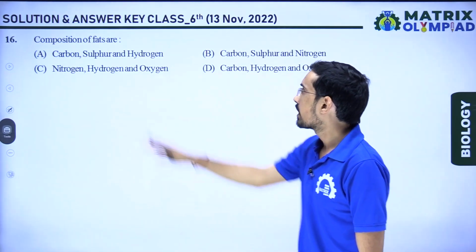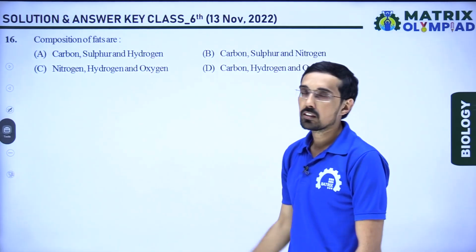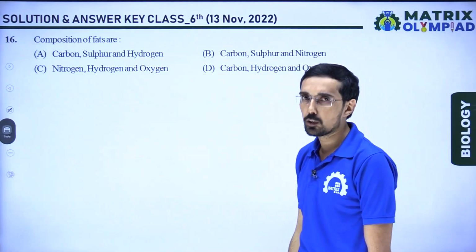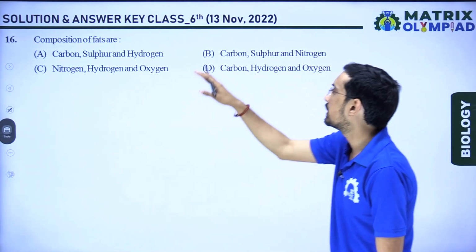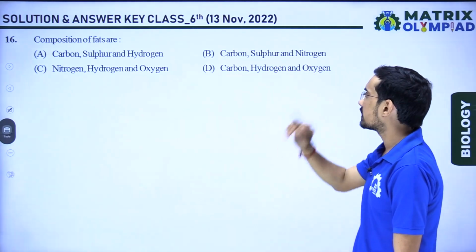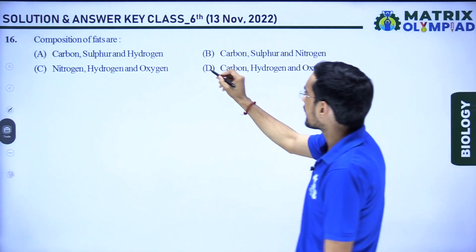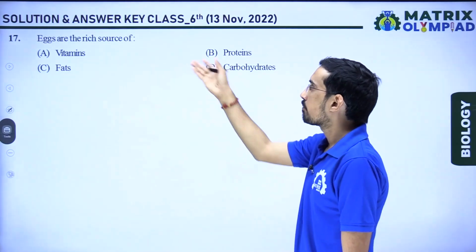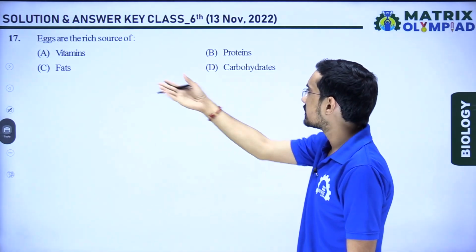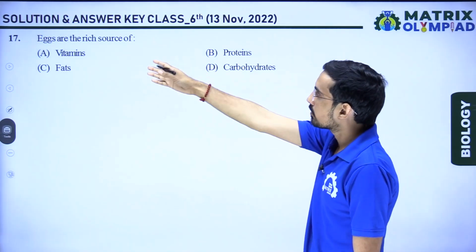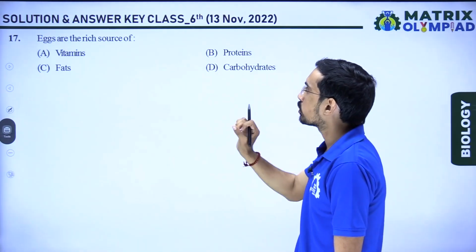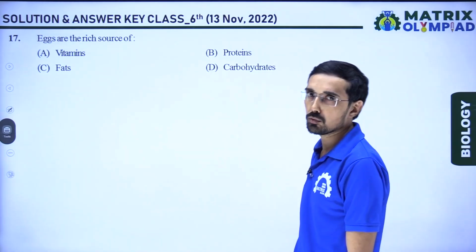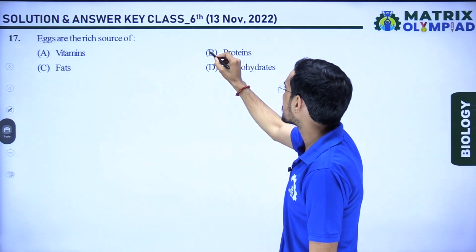Now next question is, composition of fats. As we all know, fat is a component of food, it is a composition of carbon, hydrogen and oxygen. So the most appropriate answer is carbon, hydrogen and oxygen, given in option D. So the correct answer will be option D. Next question. Eggs are a rich source of, first is vitamins, second is proteins, fats and carbohydrates. Now we can consider eggs a rich source of proteins, as we get a high amount of protein from eggs. So our correct answer will be option B.